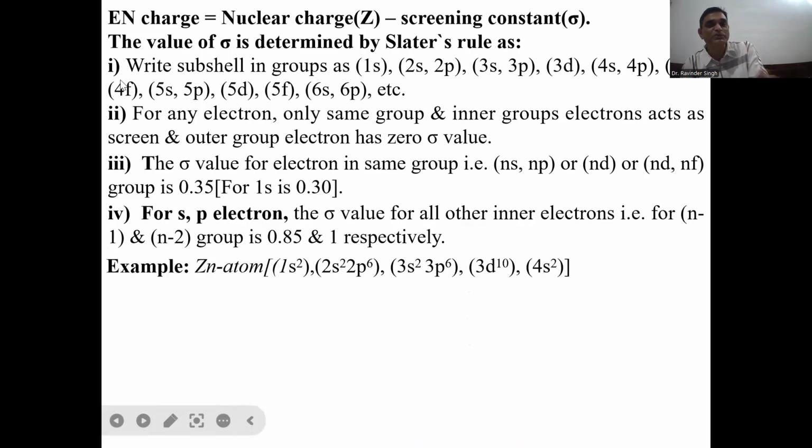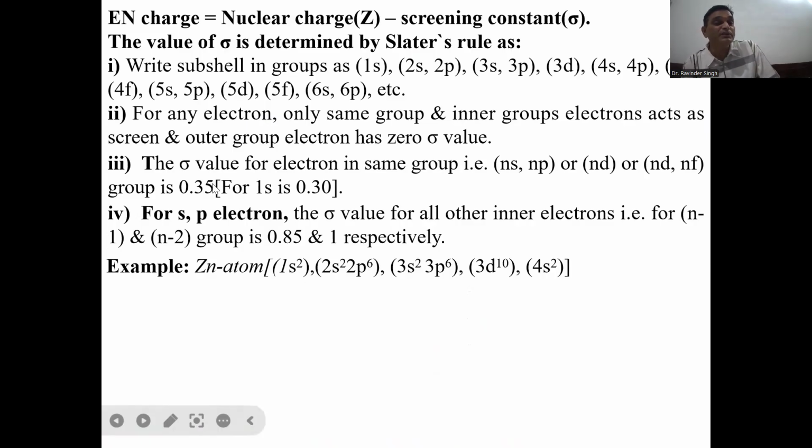point number 1, means you will form the group. Point number 2 means you will see the particular subshell electron and outer, और जो बाहर के जितने भी इलेक्ट्रॉन हैं, electrons just present outer to that particular subshell in which a particular electron is present, for which we want to calculate the effective nuclear charge. तो जो outer shell के electron हैं, they will cause no screening effect. That is the point number 2.